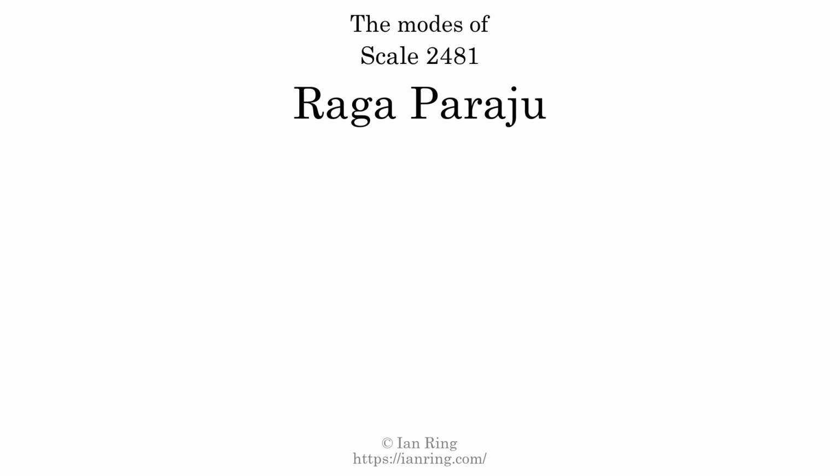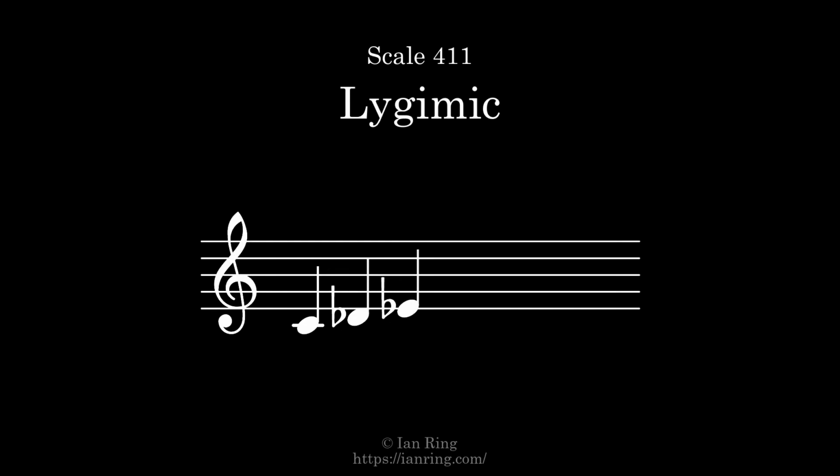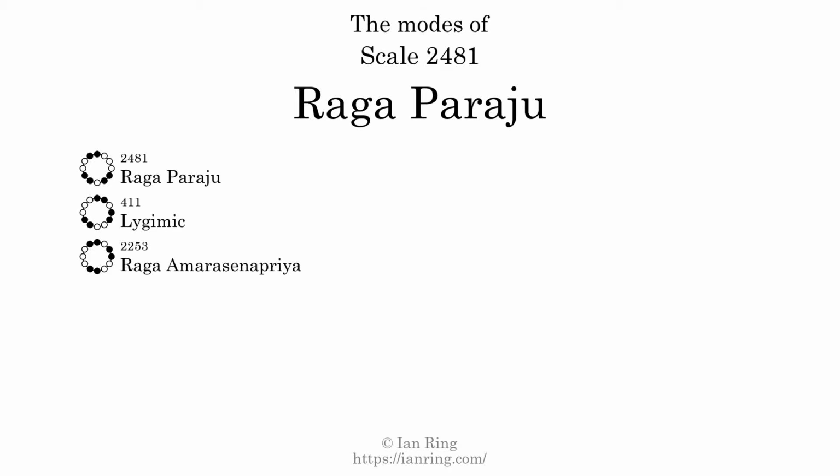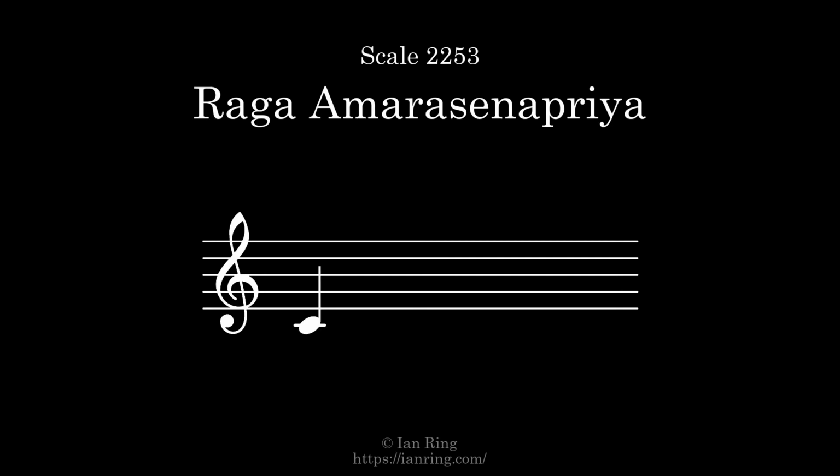This scale has 6 modes. The first mode is itself. The second mode is scale 411, also known as legemic. It sounds like this. The third mode is scale 2253, also known as Raga Paraju. It sounds like this.